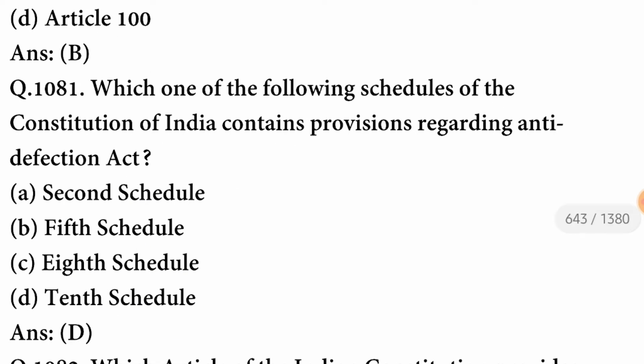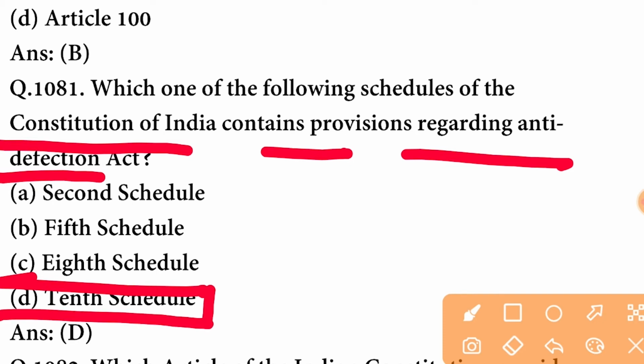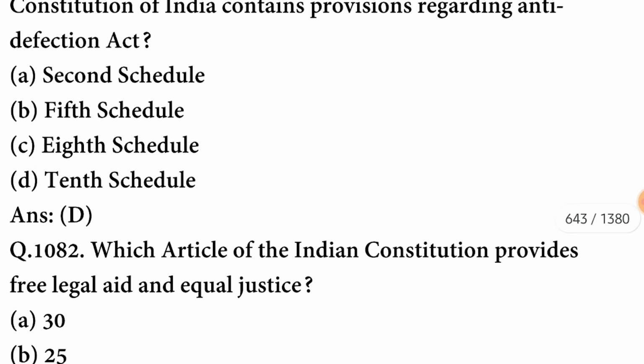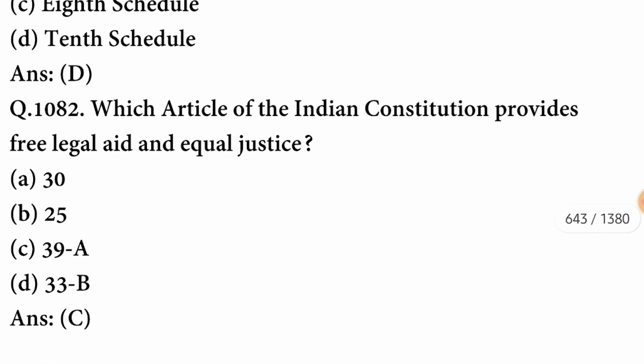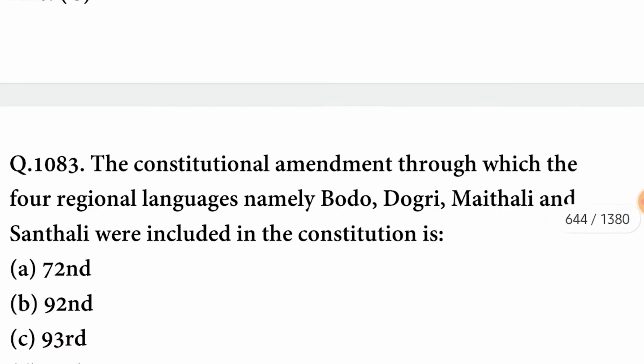Which one of the following schedules of the Constitution of India contains provisions regarding the Anti-Defection Act? The schedule is 10th schedule. D option is correct here. Which article of Indian Constitution provides free legal aid and equal justice? The article is 39A. C option is correct.